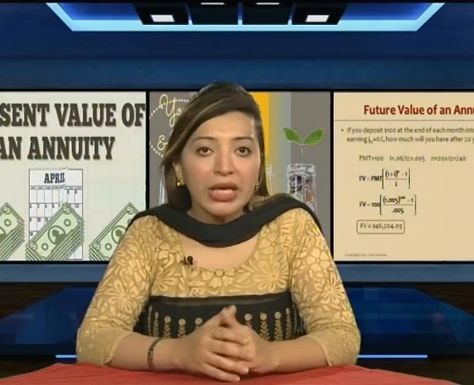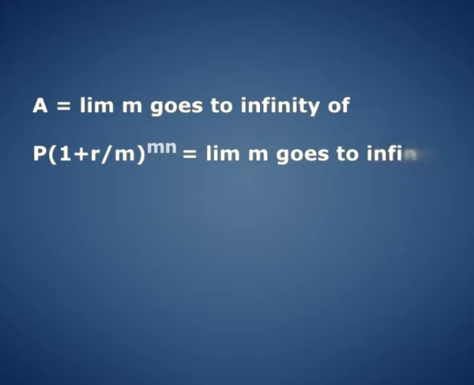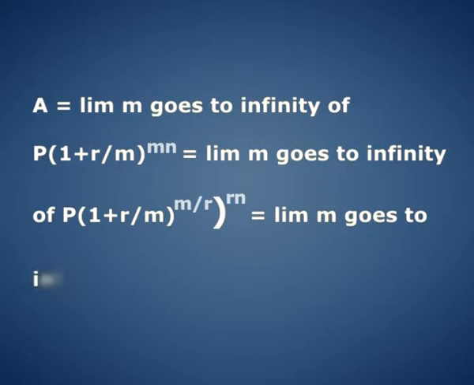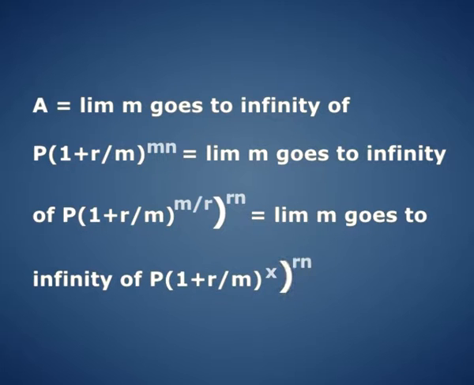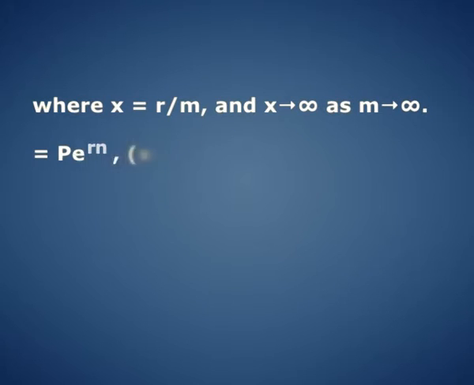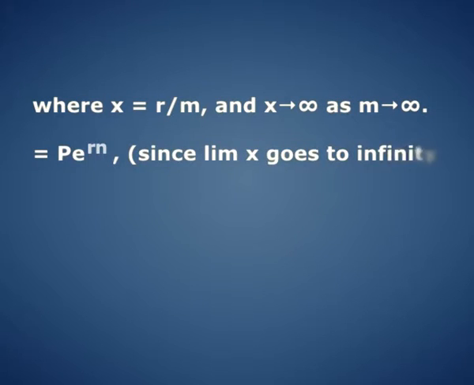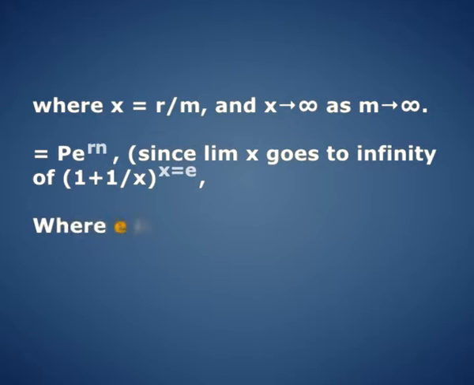In such a case, we have the amount equal to the limit as m goes to infinity of P times (1 plus r by m) to the power mn. So that is equal to the limit as m goes to infinity of P times (1 plus r by m) to the power m by r, the whole to the power rn. So that is equal to the limit as m goes to infinity of P times (1 plus r by m) to the power x, and the whole to the power rn, where x is equal to m by r and x goes to infinity as m goes to infinity. That is equal to P e to the power rn.